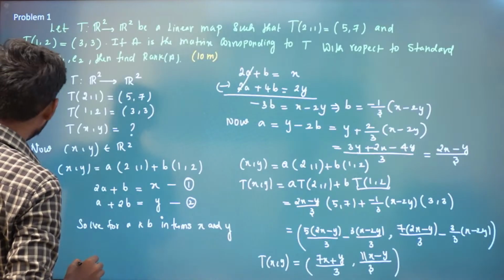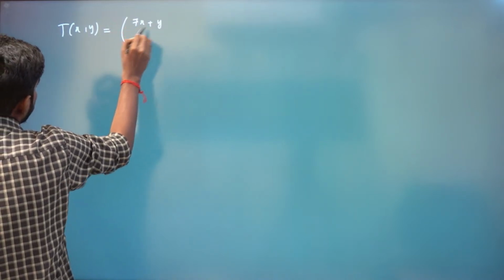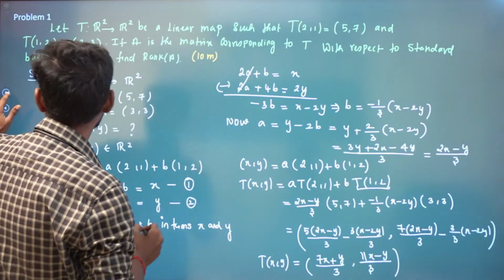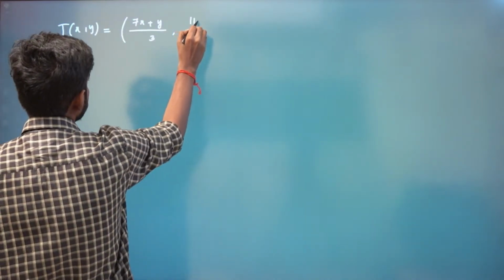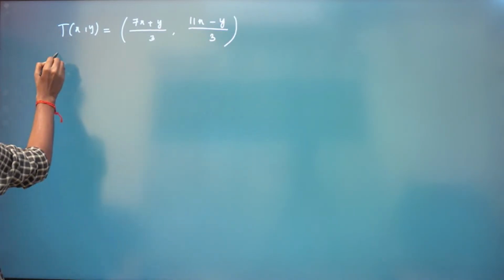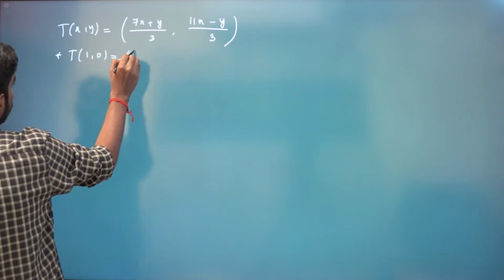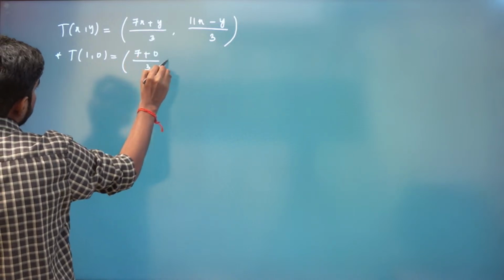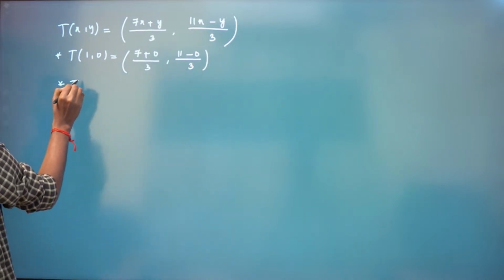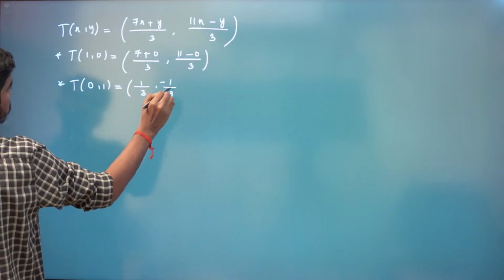It is given by ((7x plus y)/3, (11x minus y)/3). So we will find the matrix of T with respect to the standard basis. What is T of (1, 0)? It is ((7 plus 0)/3, (11 minus 0)/3). And what is T of (0, 1)? It is (1/3, minus 1/3).